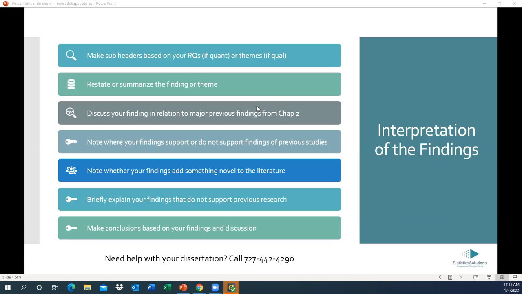All right, and that's really the idea of this section. It's going to be specific to what you found and specific to your study. But that's the idea: relating your findings to previous literature, setting up a discussion, breaking it down by research question, or by theme if it's qualitative. If you have a mixed methods design, do you need to do this for quantitative and qualitative?